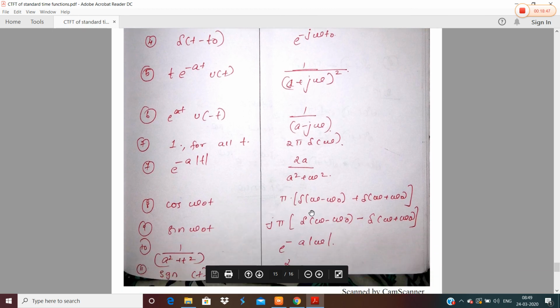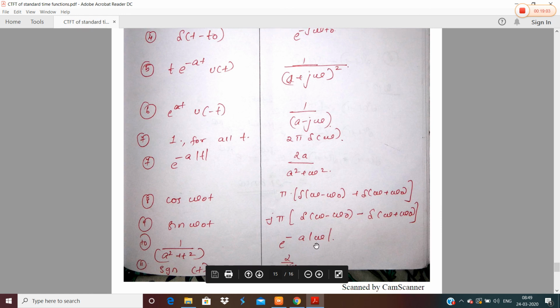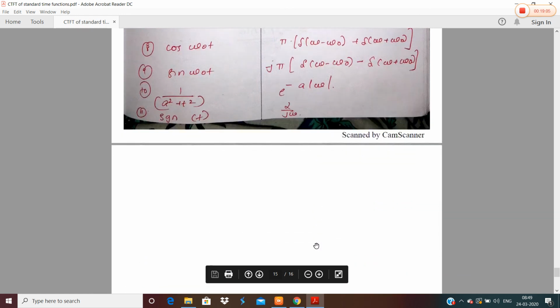For cos omega naught, it is pi into delta of omega minus omega naught plus delta of omega plus omega naught. For sin omega naught, it is minus j pi into delta of omega minus omega naught minus delta of omega plus omega naught. And for 1 by a square plus t square, it is e raised to minus a mod omega. Signum of t, it is 2 by j omega.